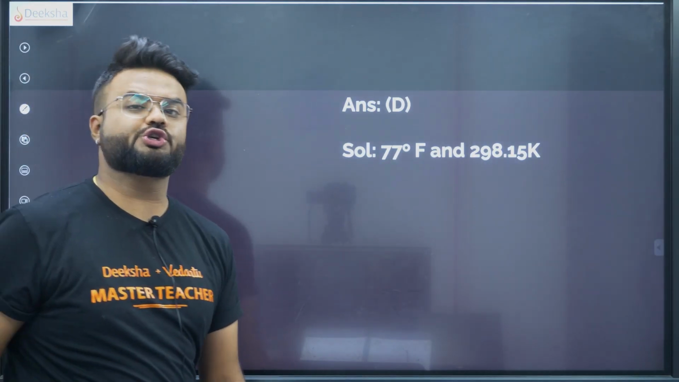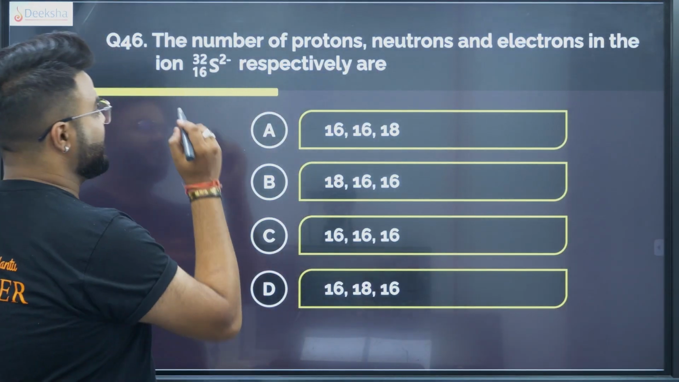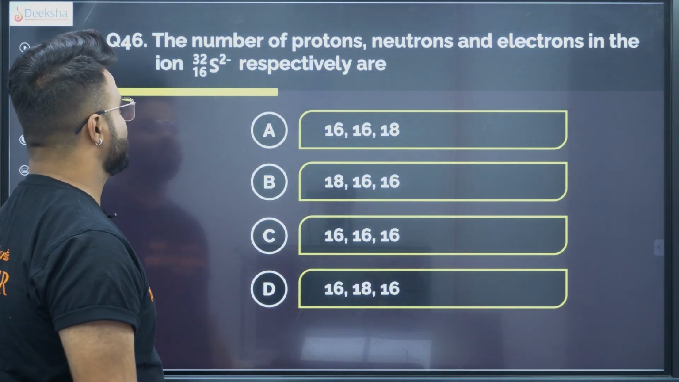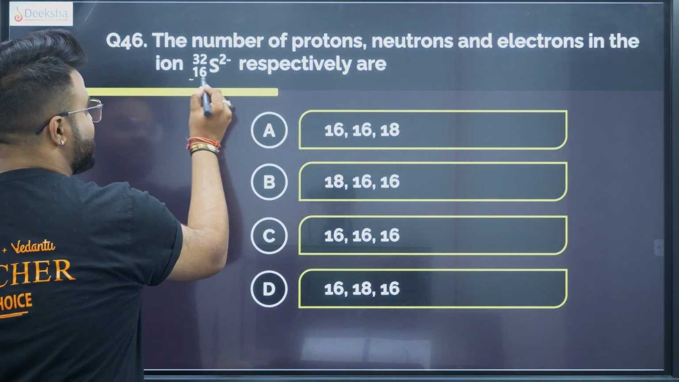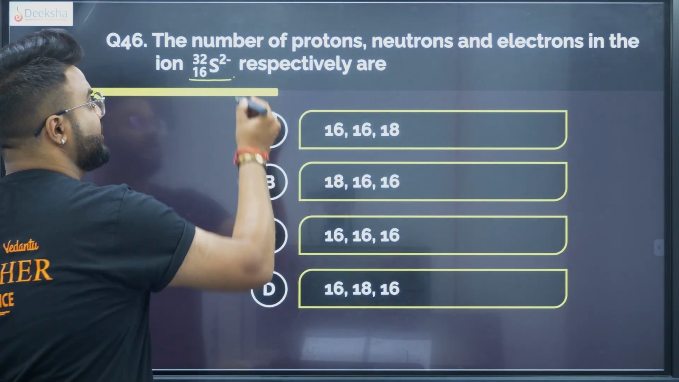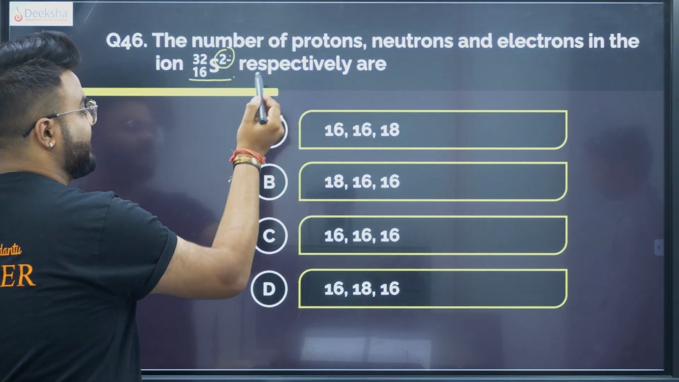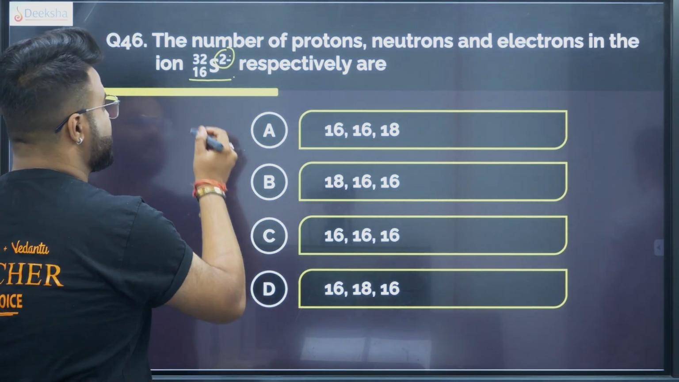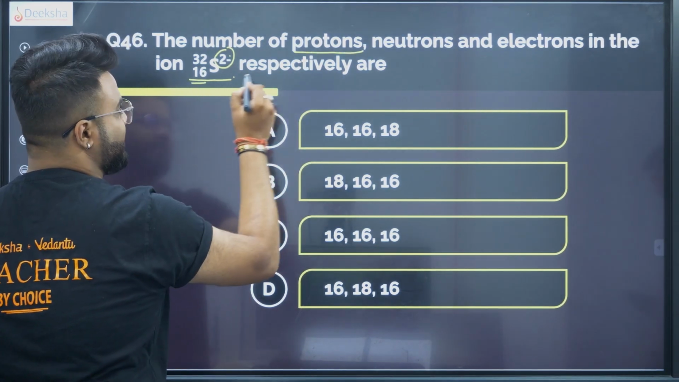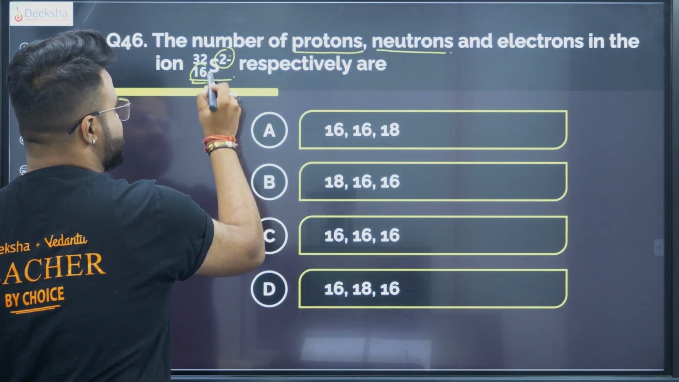Now coming back to question number 46, the number of protons, neutrons and electrons in the sulfide ion. This is your sulfide ion, with 2 electrons extra. Keep that in your mind. Now you can see that the number of protons is equal to the number of neutrons, therefore it is 16.